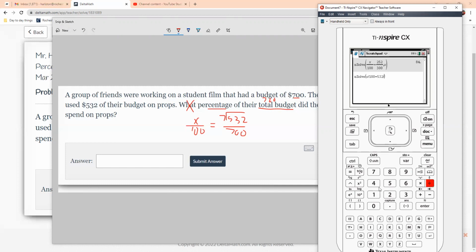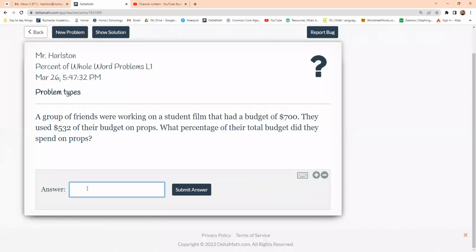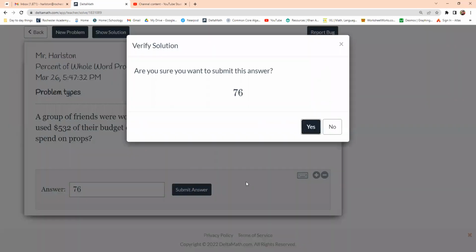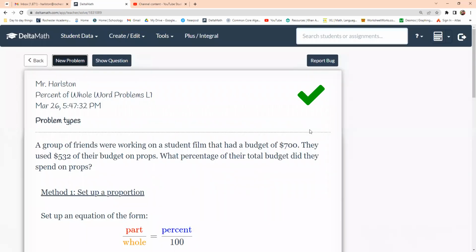I'm going to go ahead and finish it over here anyway. 532 divided by 700. And then we put comma x. And it says 76, which is what I calculated once I realized that I had misdone the numbers. All right, so that's it. All right, guys, that's how you do it.